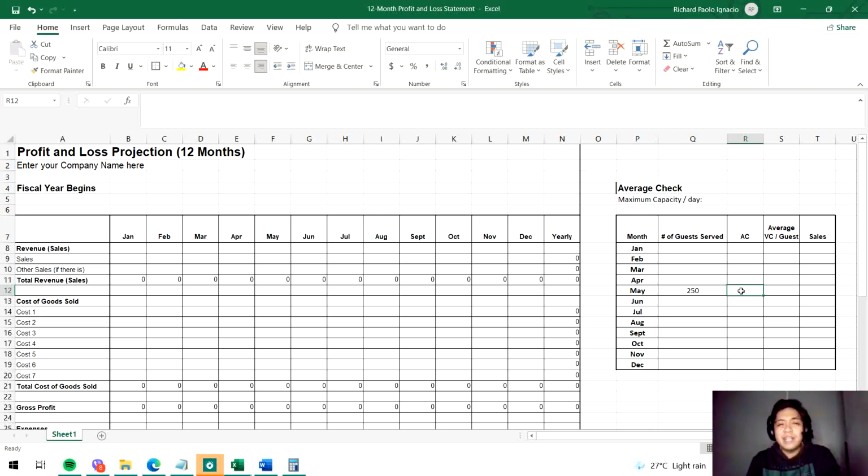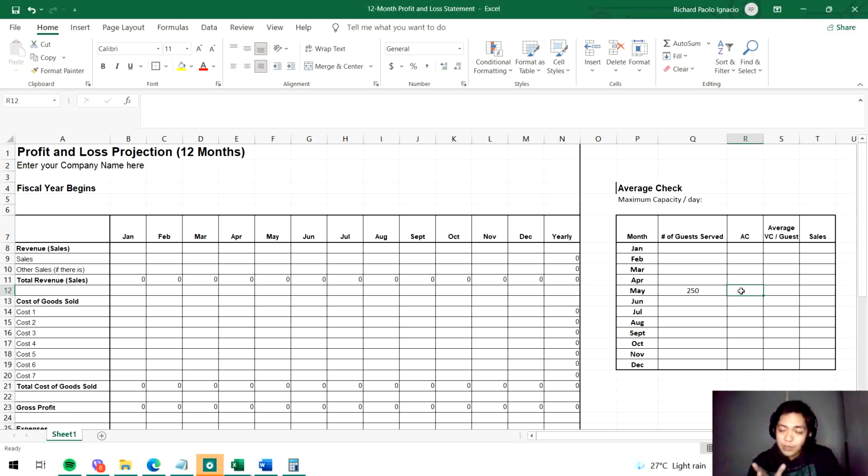So, on average, a person can pay you 150 pesos. Diba? Again, this is all an assumption, and it will all depend on you as the business owners, kung gaano kamahal, yung presyo ng inyong mga products.